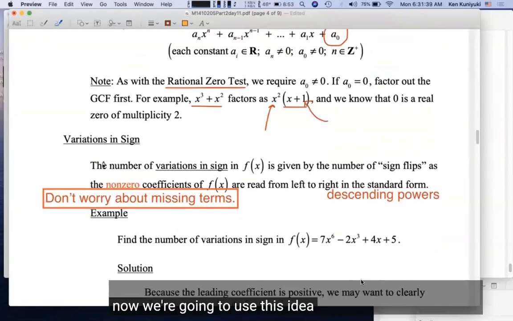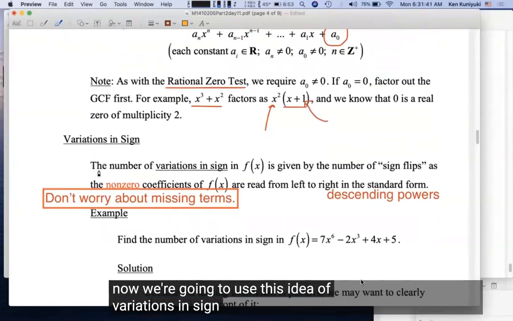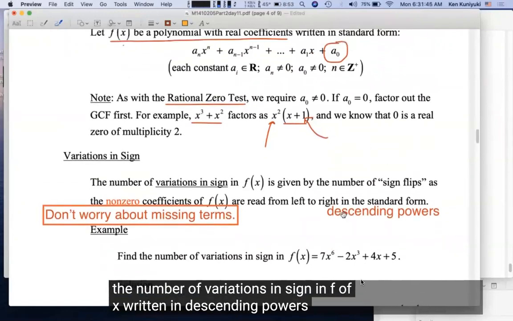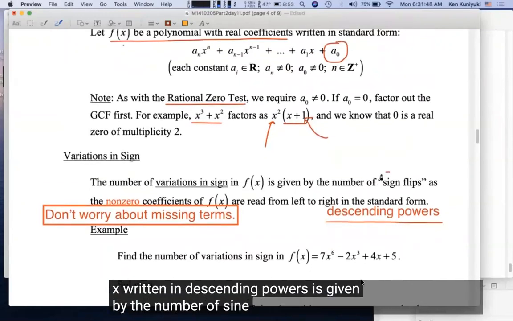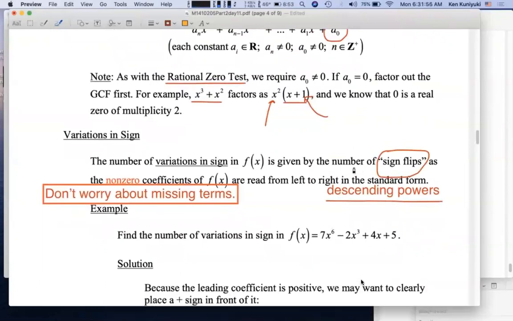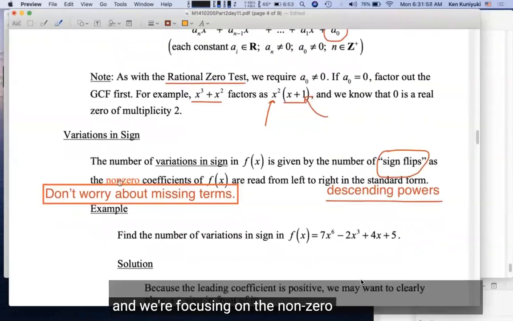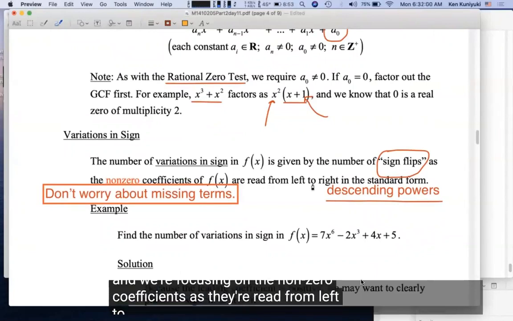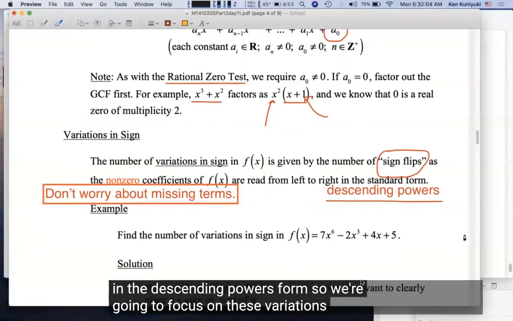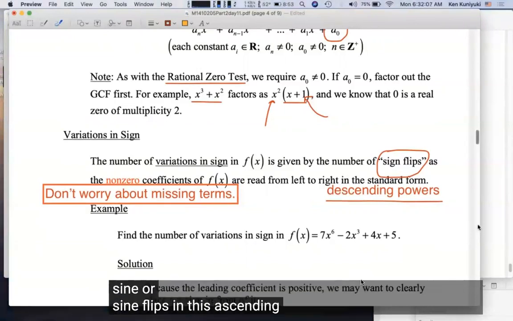Now we're going to use this idea of variations in sign. The number of variations in sign in f of x, written in descending powers, is given by the number of sign flips. So instead of the fancier term variations, I might just refer to sign flips. And we're focusing on the non-zero coefficients as they're read from left to right in the descending powers form. So we're going to focus on these variations in sign, or sign flips, in the descending powers form.